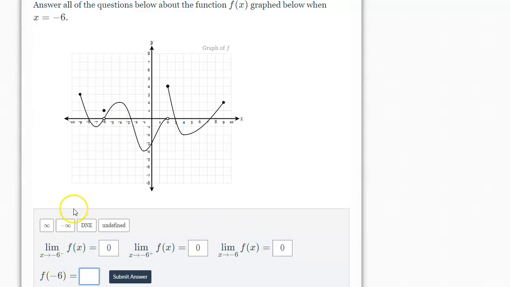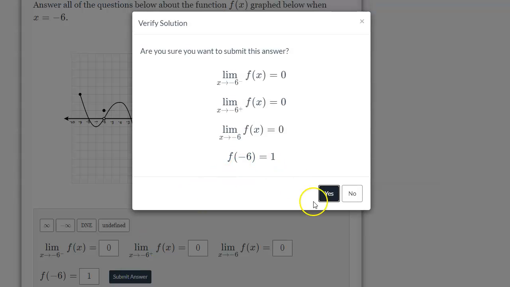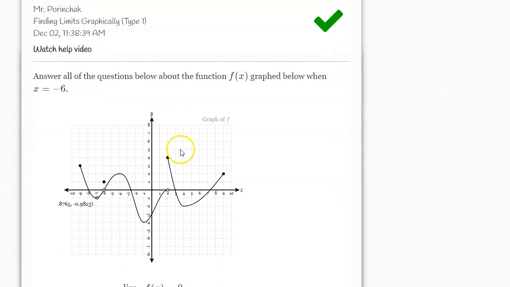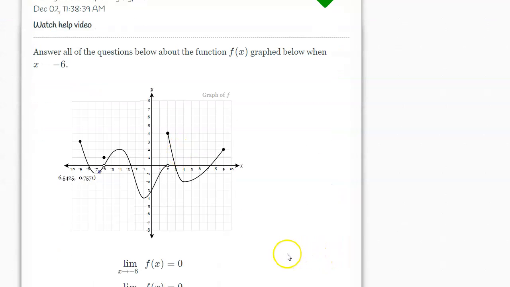And then finally, they want us to say, what's happening at negative 6? There is a dot at negative 6, but that point is up at 1. Again, submit answer, make sure it's exactly what you wanted, and get that green check mark. All right, so make sure you understand that. It's pretty nice and simple, and I think it makes it pretty easy to work on these problems in Deltamath.